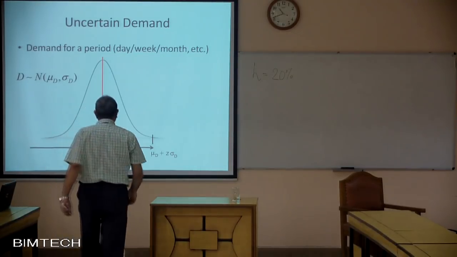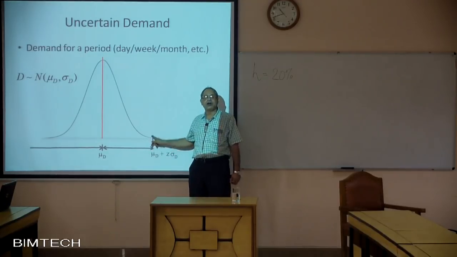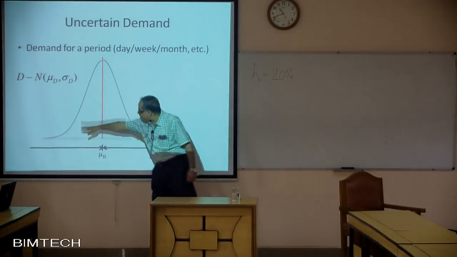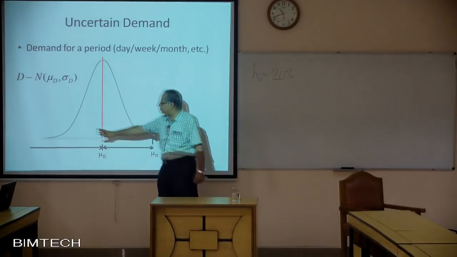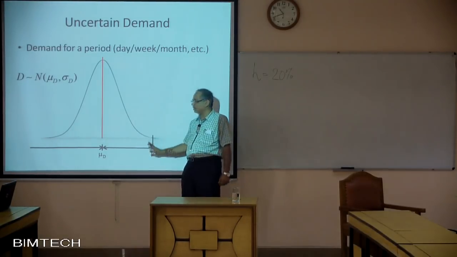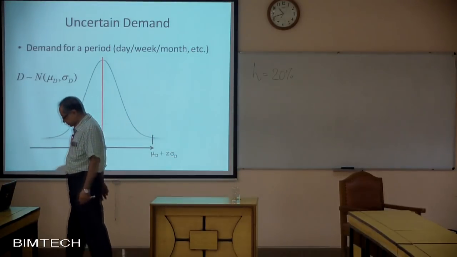What is z? Z is the value of the standard normal variable corresponding to the total probability, the cumulative probability from minus infinity till this point. So we know what z is.